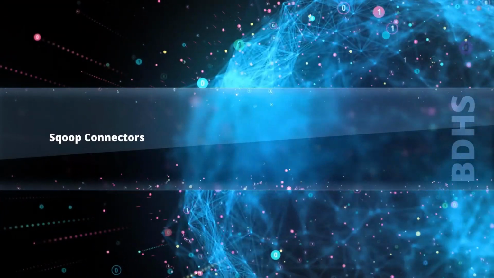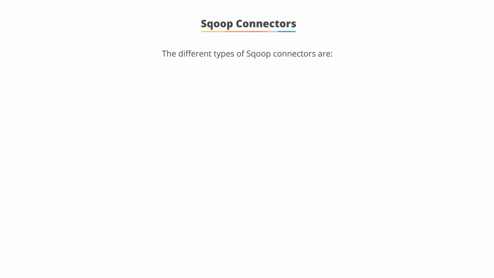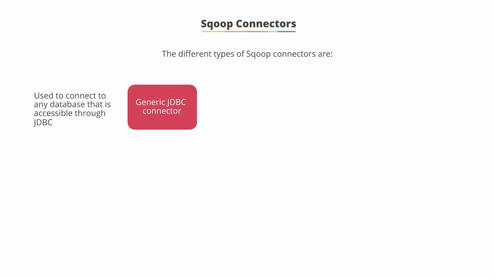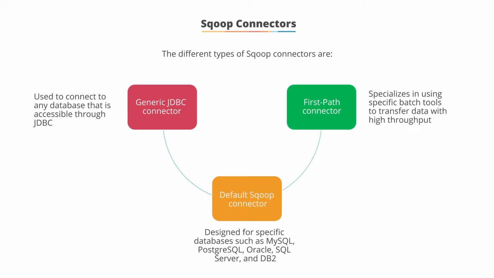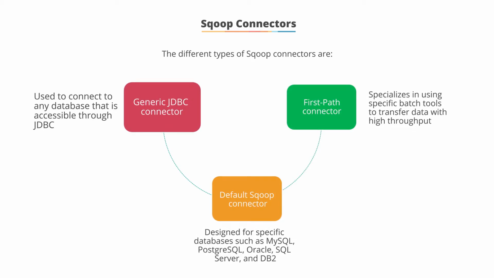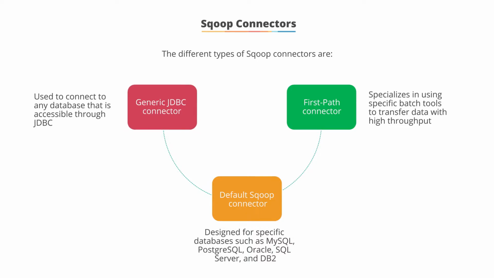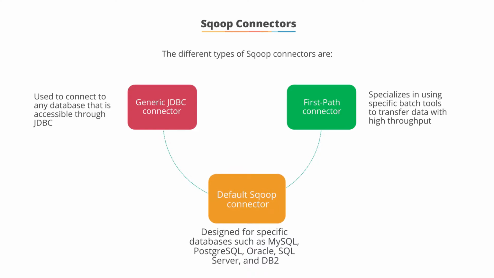Sqoop connectors. The two different types of Sqoop connectors are the generic JDBC, default Sqoop connector, and the fast path connectors. The generic JDBC connector can be used to connect to any database that is accessible via JDBC. The default Sqoop connector is designed for specific databases such as MySQL, PostgreSQL, Oracle, SQL Server, and DB2.